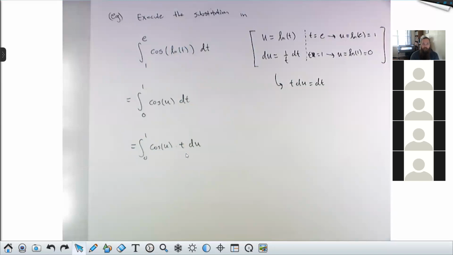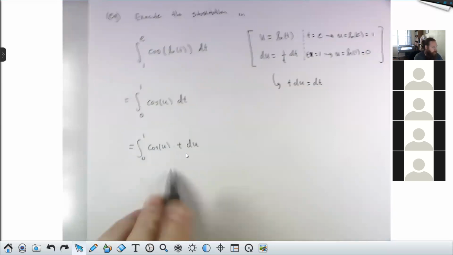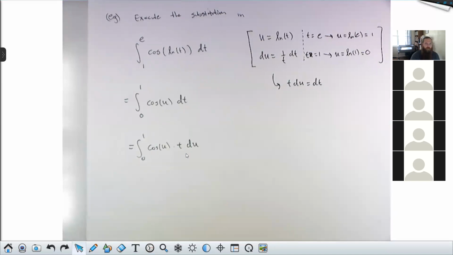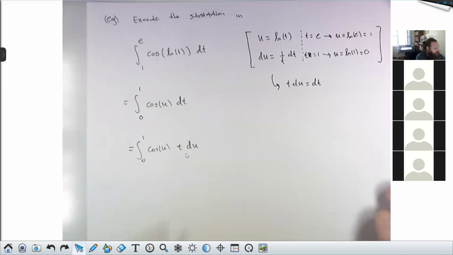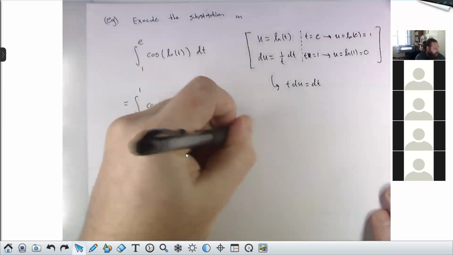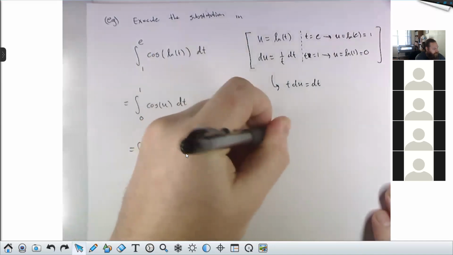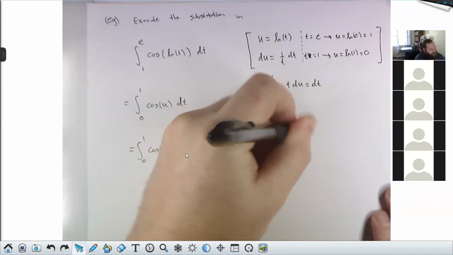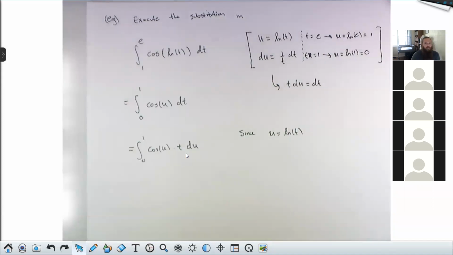Rewrite t in terms of u. Very good, all right? So I need to rewrite t here in terms of u. What's the tool that allows me to do that? Your u equal to ln t. Very good. Everybody hear what Adrian said? So we use our substitution, u equals ln t, to rewrite this piece t in terms of the variable u. In other words, I need to solve this equation, u equals ln t, for t. How do I solve this for t?